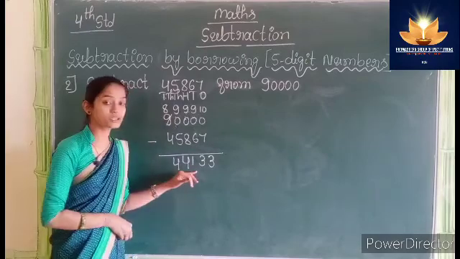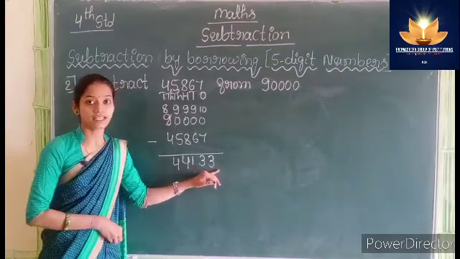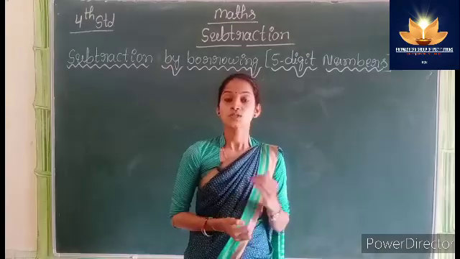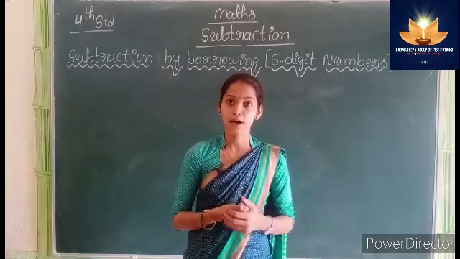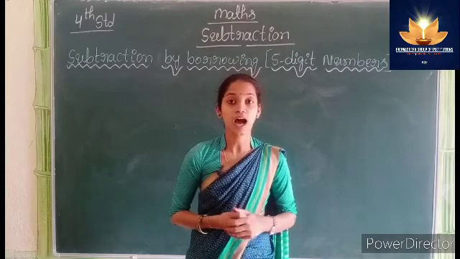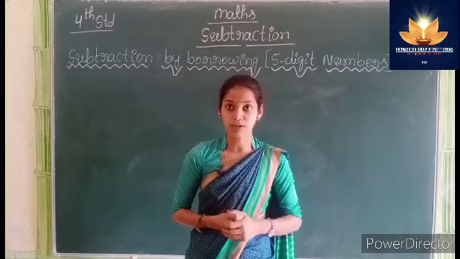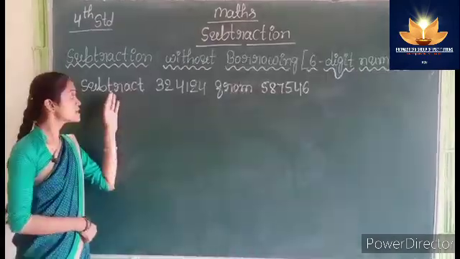We get 44,133 as a difference. So students, this is how we can subtract 5-digit numbers by borrowing. Then let us learn how to subtract 6-digit numbers without borrowing.